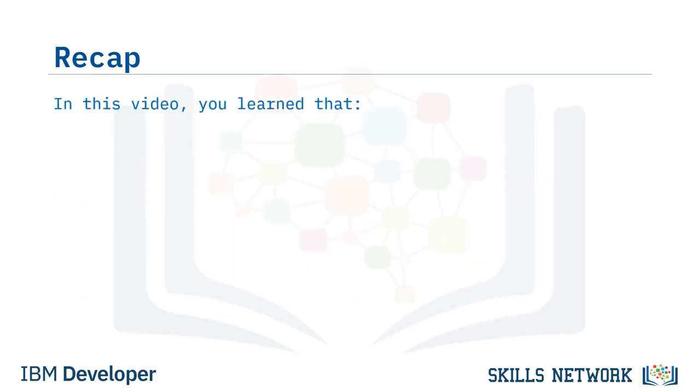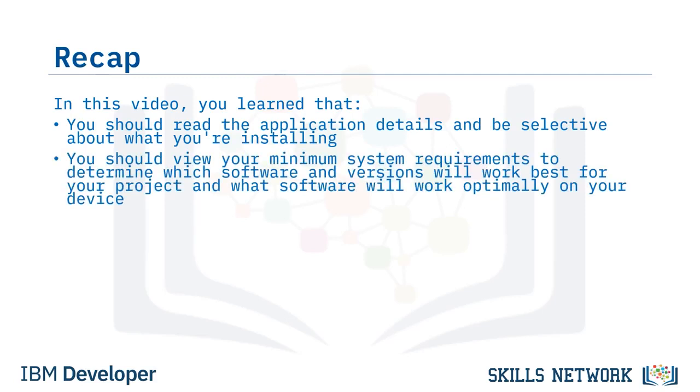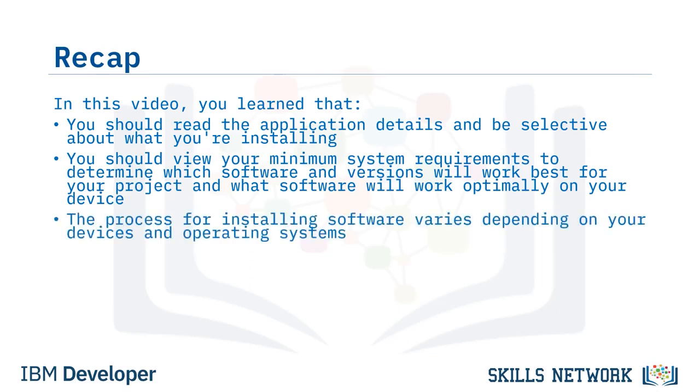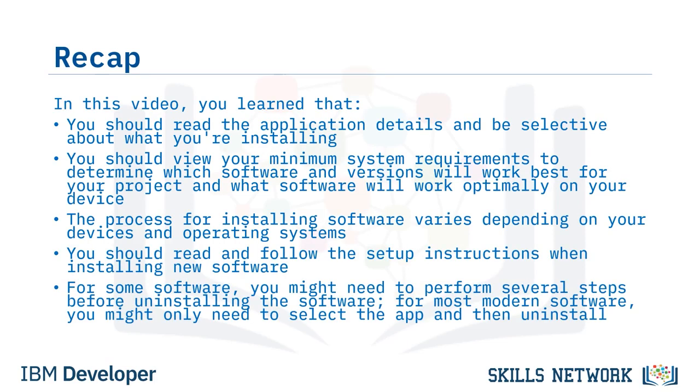In this video, you learned that you should read the application details and be selective about what you're installing. You should view your minimum system requirements to determine which software and versions will work best for your project and what software will work optimally on your device. The process for installing software varies depending on your devices and operating systems. You should read and follow the setup instructions when installing new software. And for some software, you might need to perform several steps before uninstalling the software. For most modern software, you might only need to select the app and then uninstall.